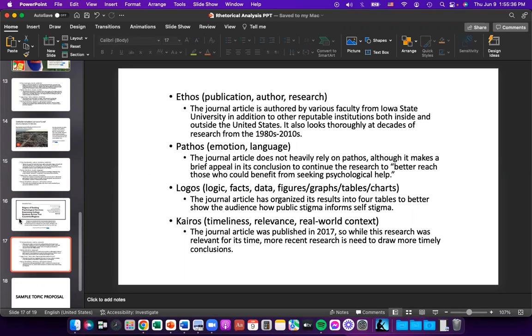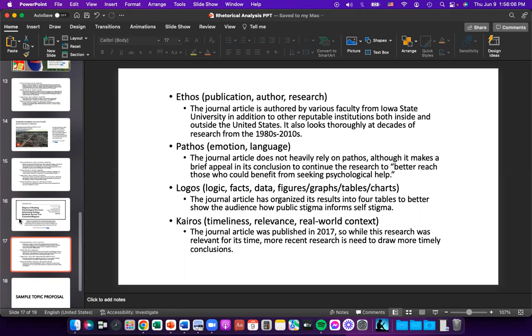Emotion, we don't have a lot of emotion, really. This is an academic article. It shouldn't be high with emotions. We have a little bit of emotion at the end, where the authors make the appeal to continue doing more research so that we can help those who would benefit from seeking psychological help. So it's kind of for the good of humanity that we're suggesting more research, not because we're just interested in the research.